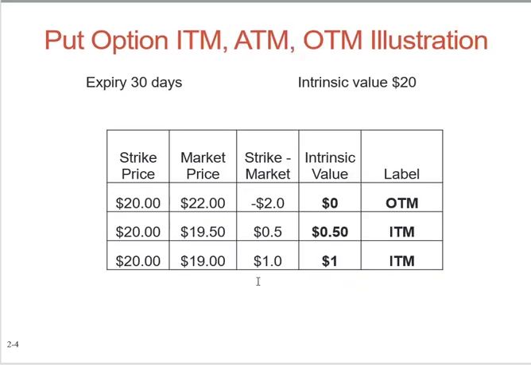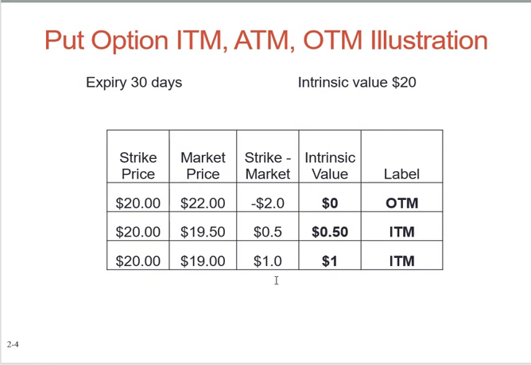So let's look at this table and see what I'm saying to you. Here's the strike. We deduct the market price from the strike. So strike minus market, 20 minus 22 is a negative 2. If we go to the second row, 20 minus 19.50 is a positive 50 cents. And the last one, 20 minus 19 is $1.